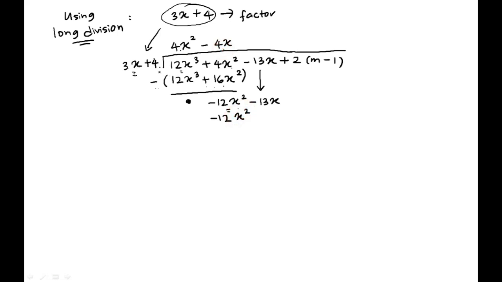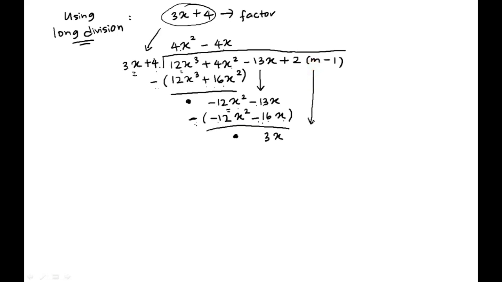Negative 4x times 4 minus 16x. And then again we need to minus negative 12x squared, minus negative 12x squared. Negative plus, so negative 12 plus 12 habislah 0. And then negative 13x minus negative 16x. Negative plus, so negative 13 plus 16. Negative 13 tambah 16, so tinggal 3x.